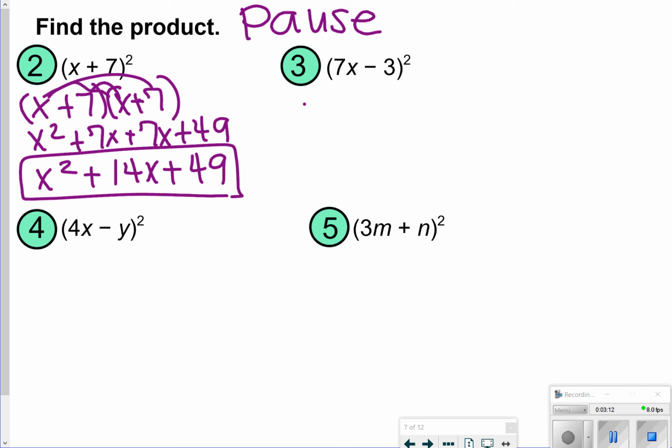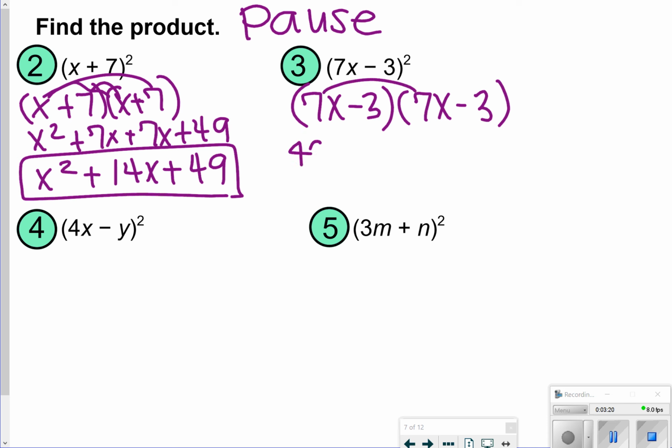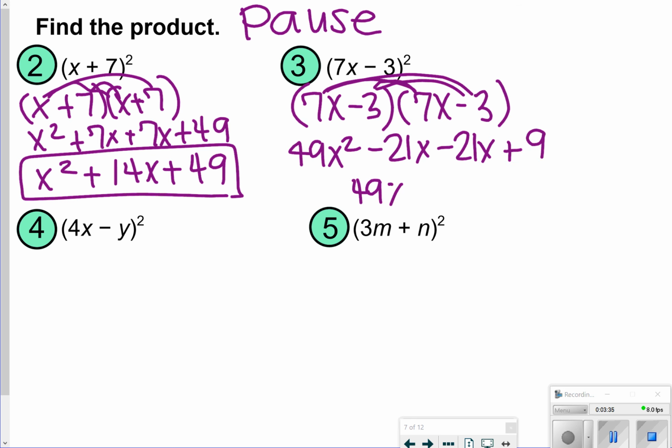For number 3, we have 7x minus 3 multiplied by itself. So 7x times 7x is 49x squared. 7x times negative 3 is negative 21x. Negative 3 times 7x, also negative 21x. And negative 3 times negative 3 is a positive 9. Combine your two like terms in the middle, we would have 49x squared minus 42x plus 9.